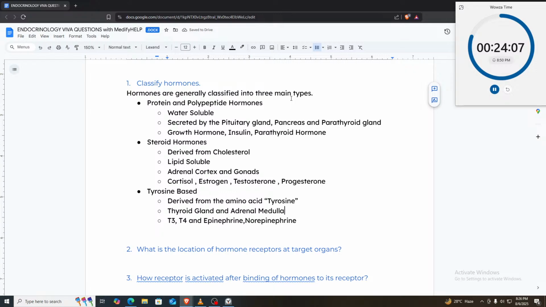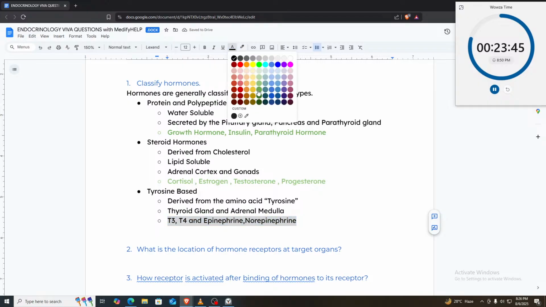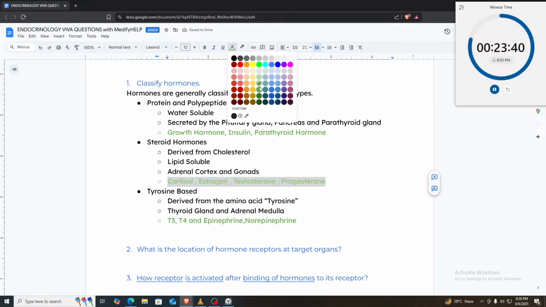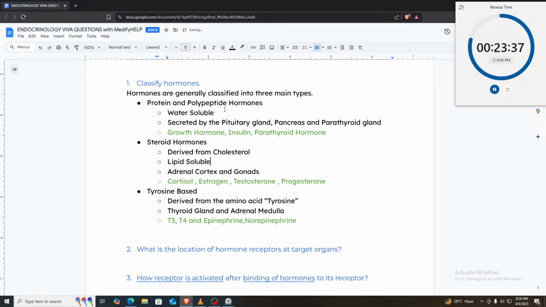Three main types: protein and polypeptide hormones. They're water soluble in nature. They're secreted by the pituitary gland, the pancreas, and parathyroid gland. Examples are growth hormone, insulin, and parathyroid hormone. Let's make the examples in a different color. Let's take green. Okay, I think that's pretty decent. I don't think we need to go into more detail about their specific actions and how they act and so on and so forth.